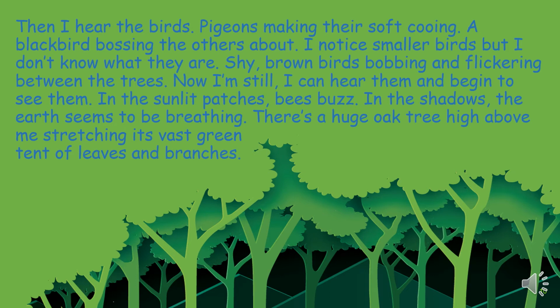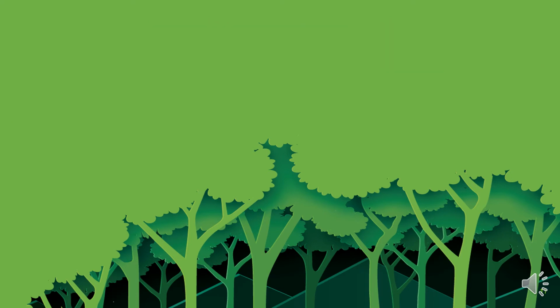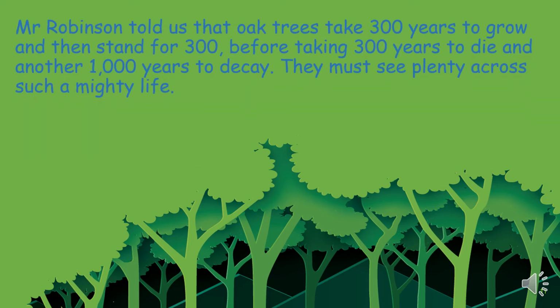In the sunlit patches, bees buzz. In the shadows, the earth seems to be breathing. There's a huge oak tree above me, stretching its vast green tent of leaves and branches. Mr. Robertson told us that oak trees take 300 years to grow and then stand for 300 before taking 300 years to die and another 1,000 years to decay. They must see plenty across such a mighty life.